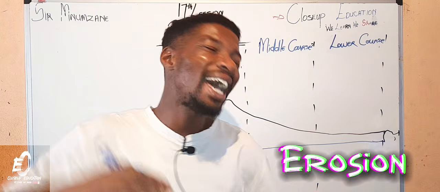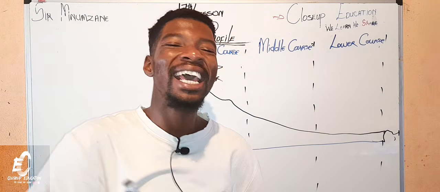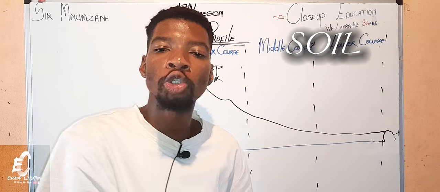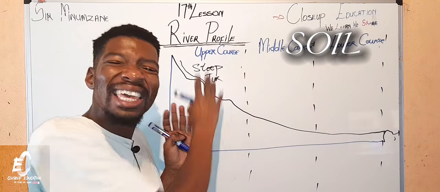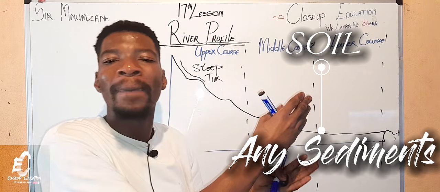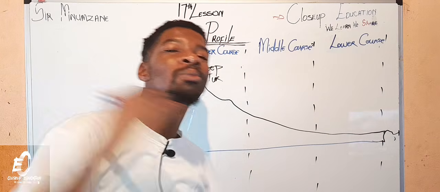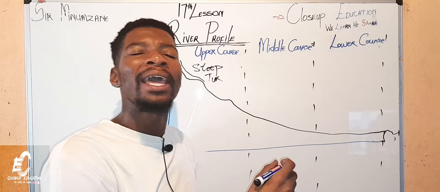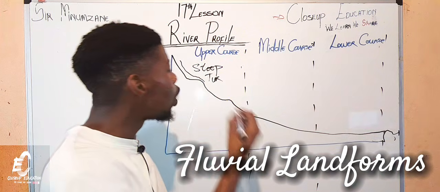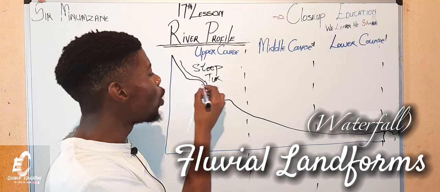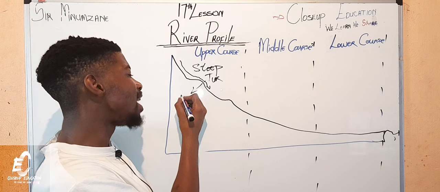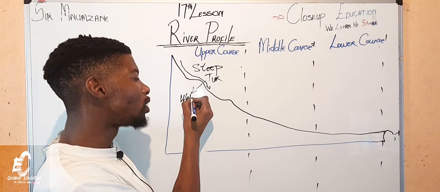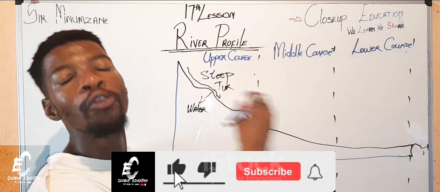Because the water is moving at the highest speed, it can obviously erode the soil which can be found within the area or any sediments because the water is moving at a high speed. And that will obviously create fluvial landforms such as waterfall. So here we can obviously see that here there might be what we call a waterfall. This is part of our fluvial landform.